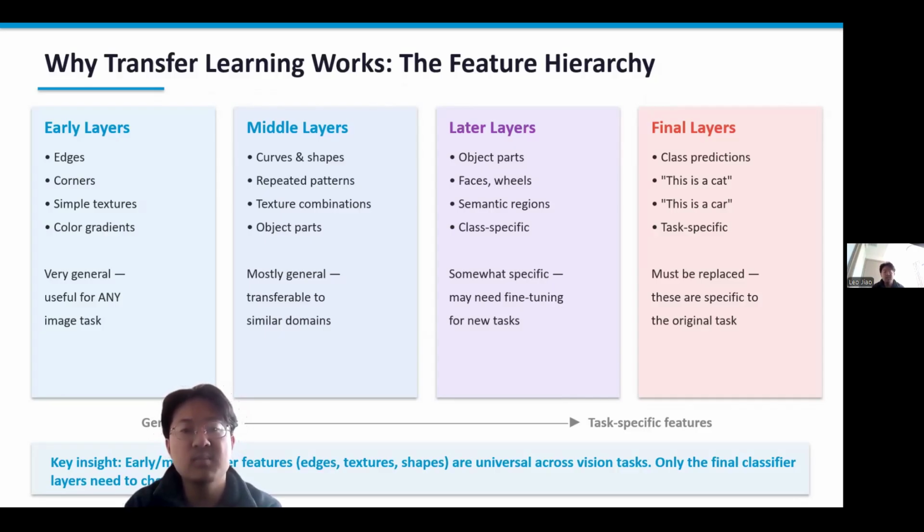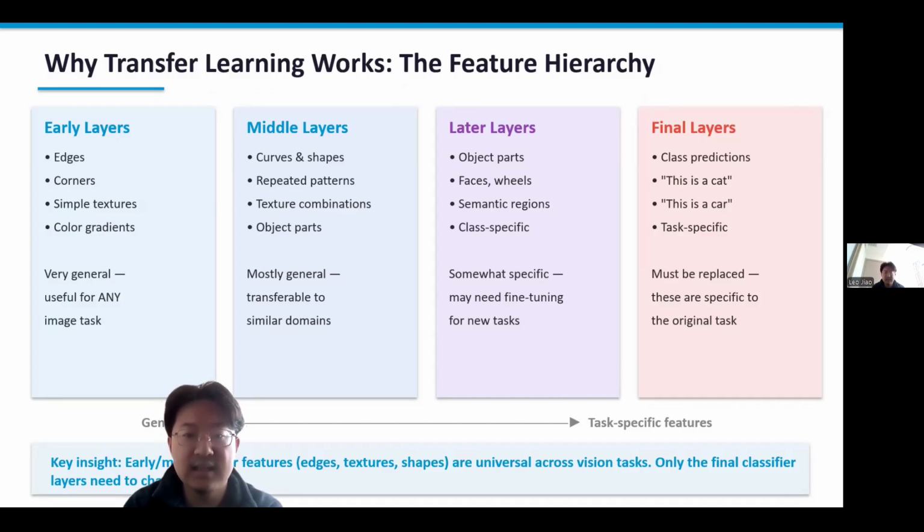The middle layers learn more complex patterns, things like curves, repeated textures, and combinations of edges. These are still fairly general and transferable to similar domains. The later layers learn high-level features, things like object parts, faces, wheels. These are more specific to the original task, so they may need some fine-tuning. The final layers, the classifier layers, are completely task specific. They output this is a cat or this is a car. This must be replaced for any new task.